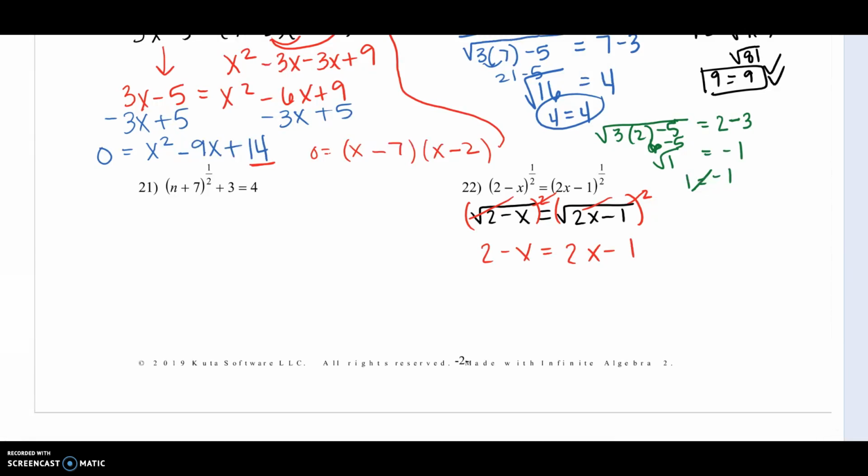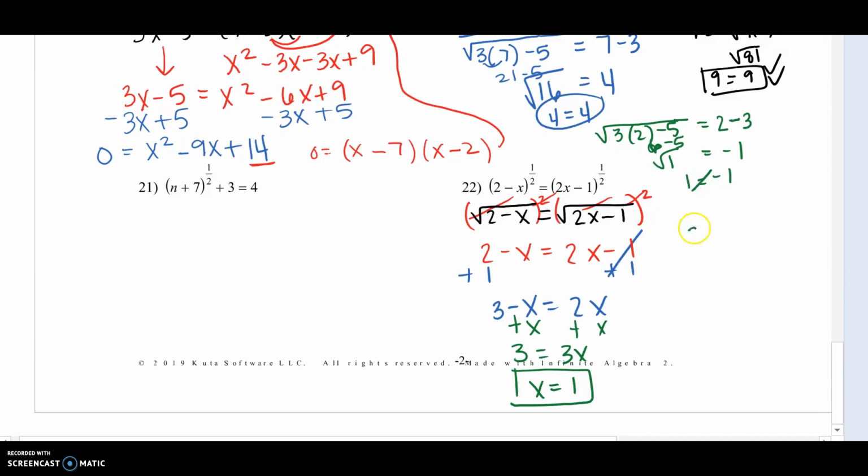If I add 1 to both sides, I get 3 minus x equals 2x. If I add x, I get 3 equals 3x. So x equals 1. I do need to check. And so (2 minus 1) to the 1/2 equals (2 times 1 minus 1) to the 1/2. So 1 to the 1/2, or the square root of 1, is 1.